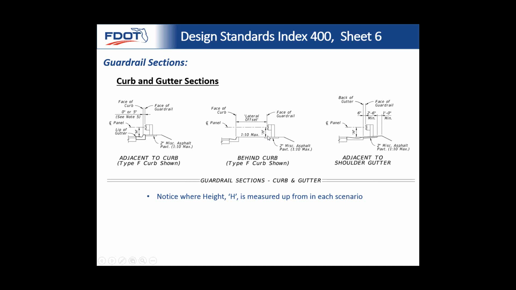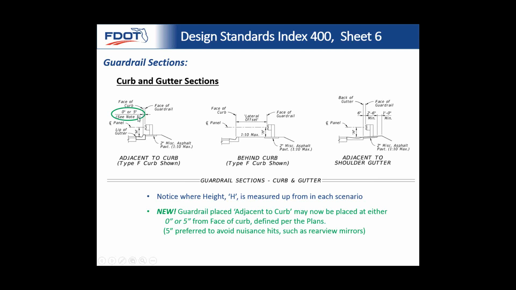Then the height is measured from directly below the guardrail, because by that point the vehicle will have raised up. It won't be at the street elevation anymore, it'll be higher. So you'd raise this up a little bit. And then here again, you're measuring from the back of the shoulder gutter. So that's essentially still the street elevation.